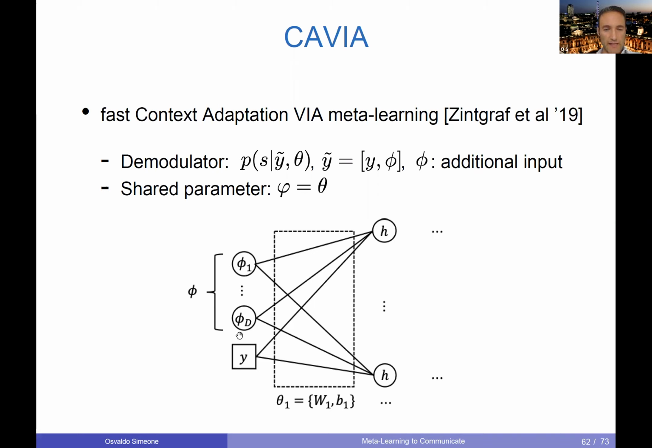So the demodulator takes as input the received signal Y and outputs all those probabilities. And now it has an additional input vector, which we adapt to the current task. So in a way, this is the opposite of MAML in the sense that the weights of the demodulator are fixed and you only adapt this input vector.